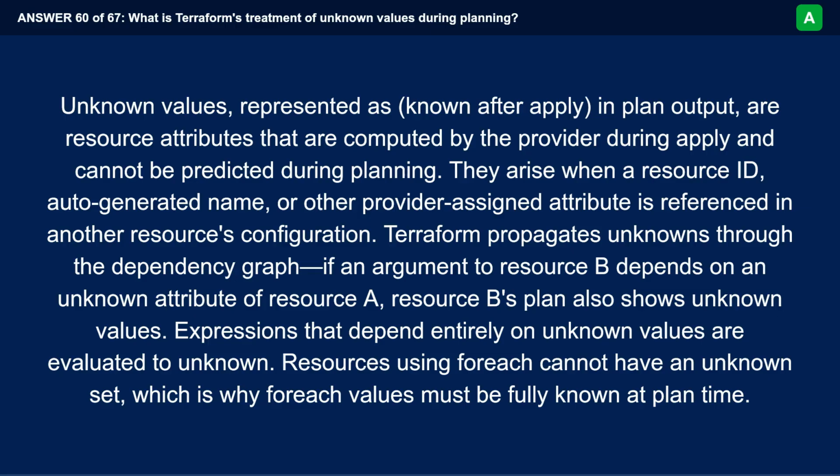If an argument to resource B depends on an unknown attribute of resource A, resource B's plan also shows unknown values. Expressions that depend entirely on unknown values are evaluated to unknown. Resources using for_each cannot have an unknown set, which is why for_each values must be fully known at plan time.